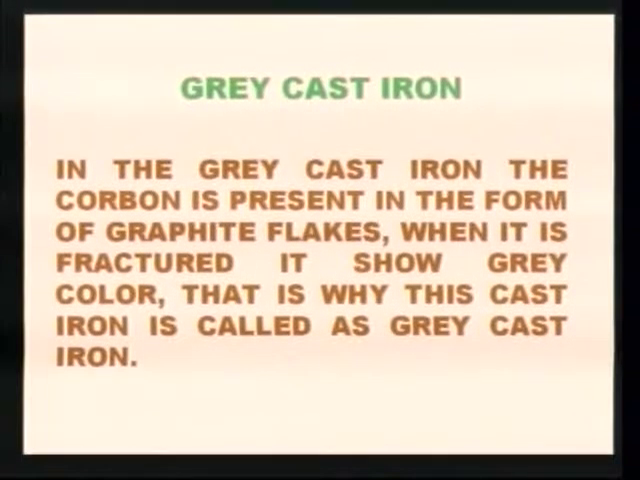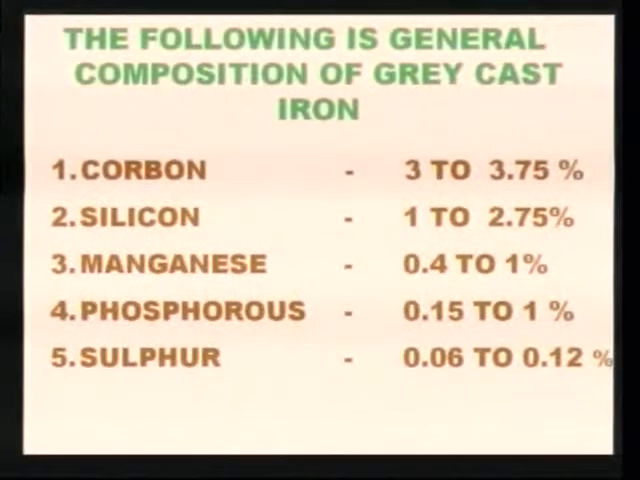In grey cast iron, the carbon is present in the form of graphite flakes. When it is fractured, it shows a grey color. That is why this cast iron is called grey cast iron. The following is the general composition of grey cast iron.